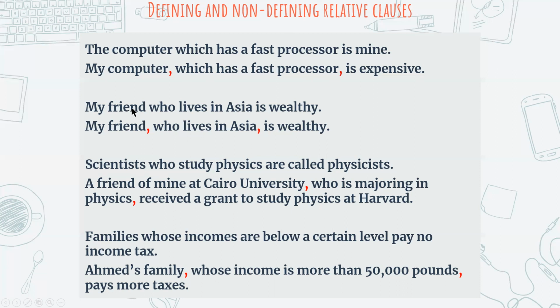Okay. My friend who lives in Asia is wealthy. And my friend, who lives in Asia, is wealthy. Actually, here you have a choice. You can write it as a defining relative clause or a non-defining relative clause. But what's the difference between the one with the commas and the one with no commas? When you say my friend who lives in Asia is wealthy, you are giving important information about your friend.